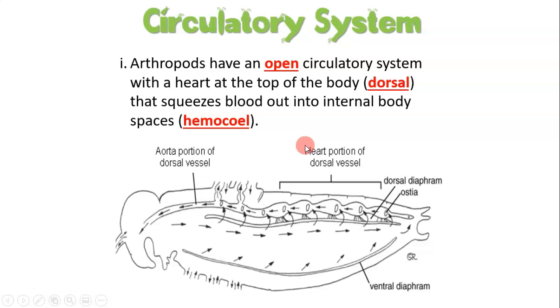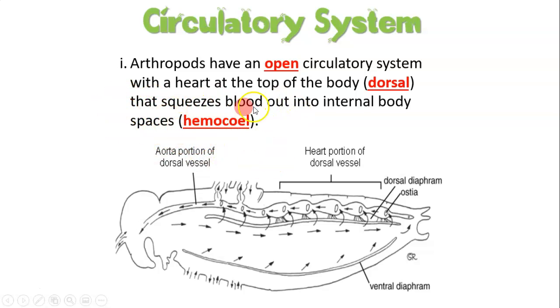Now, with the circulatory system of these animals, arthropods have an open circulatory system. So we have learned that there's two different types of circulatory systems we've looked at this year, open and closed. You and I have a closed circulatory system where the blood is enclosed in veins and arteries. So arthropods typically have an open circulatory system with a heart at the top of the body, okay, and you're seeing it up here. And then, so it's on the dorsal surface, and it squeezes blood out into the internal body spaces or openings. And we have a name for those spaces.